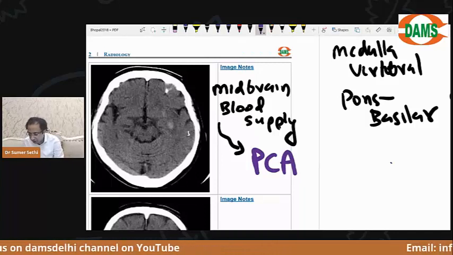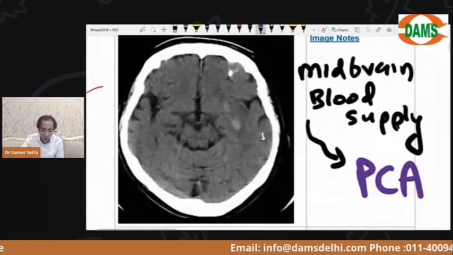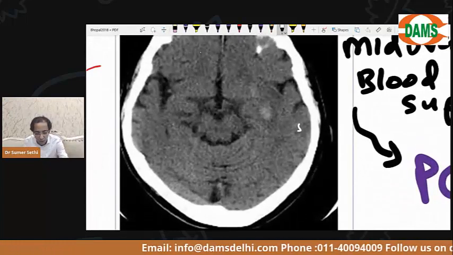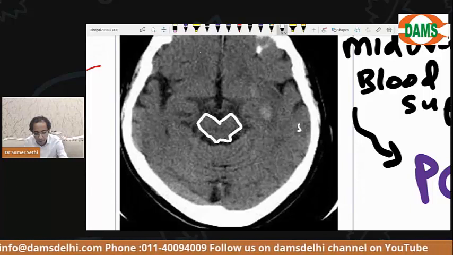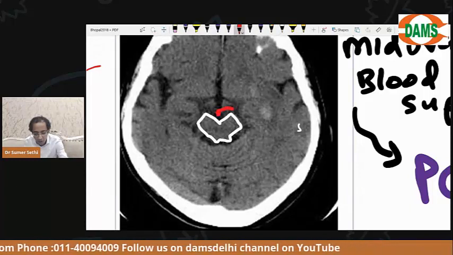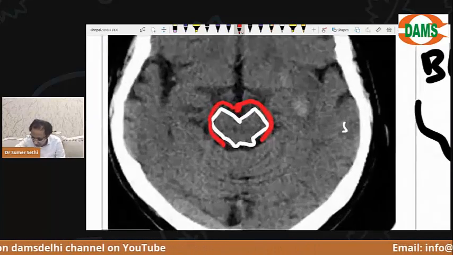Are you clear or not? समझ आया बच्चे की नहीं? And also you remember, this is the critical thing to understand. This is where you have your midbrain, and around this you have the PCA like this. Everybody clear?